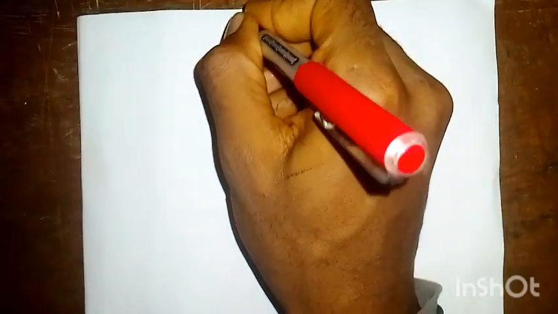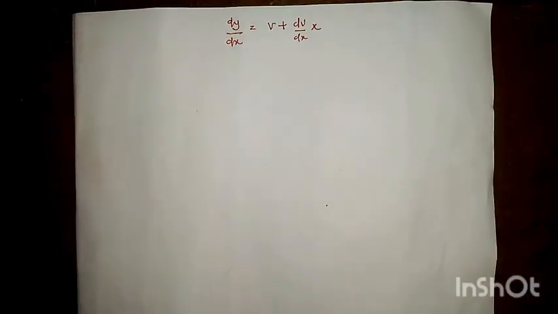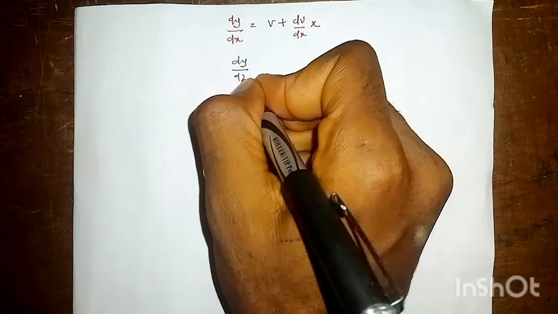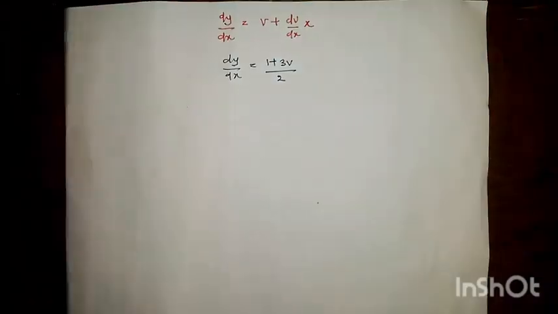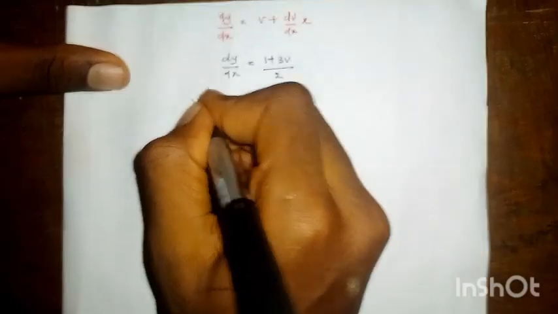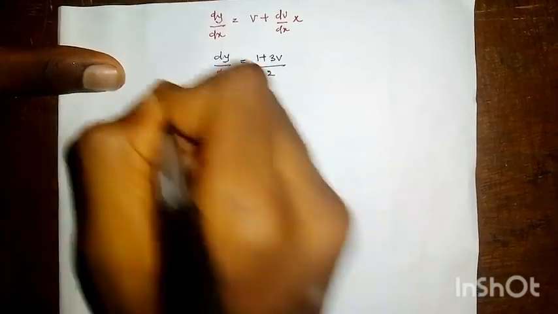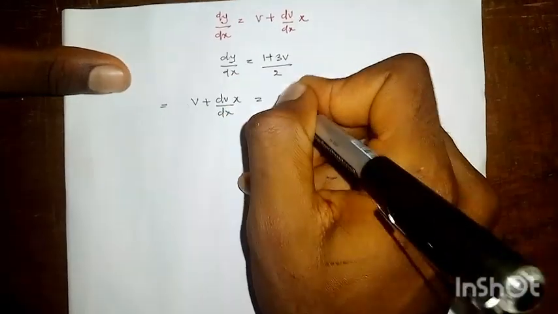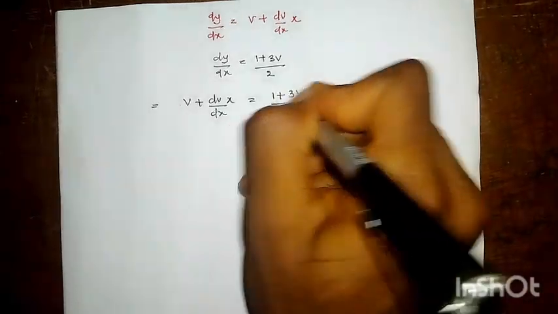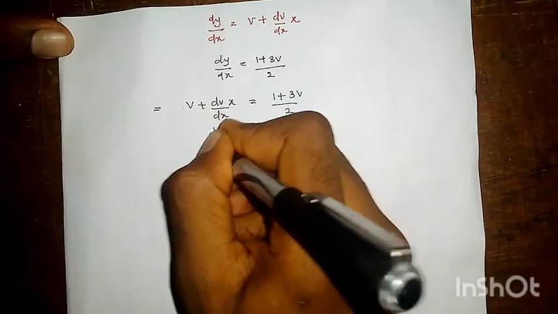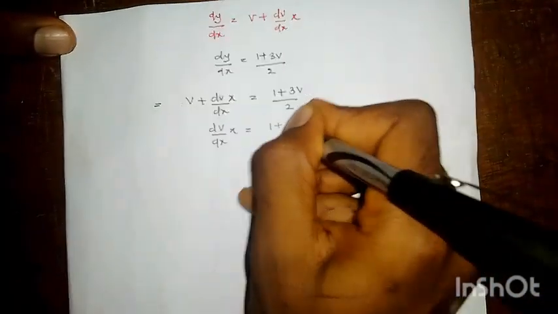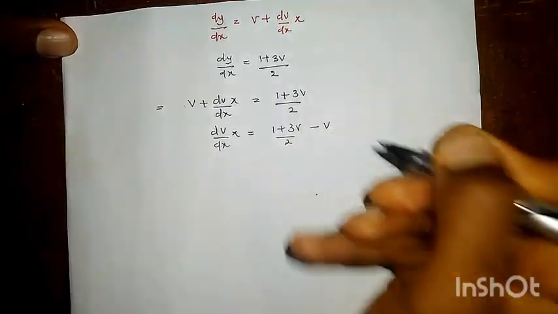This is dy/dx equals v plus x dv/dx, and I got dy/dx to be (1 plus 3v) over 2. So now equating these two equations, I have v plus x dv/dx equals (1 plus 3v) over 2. Taking v to the other side, x dv/dx equals (1 plus 3v) over 2 minus v.